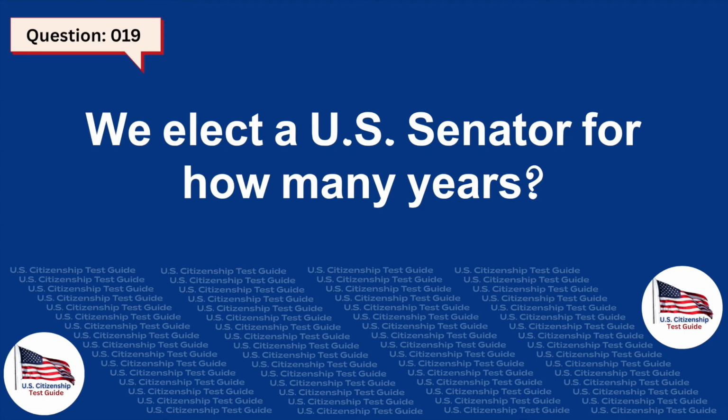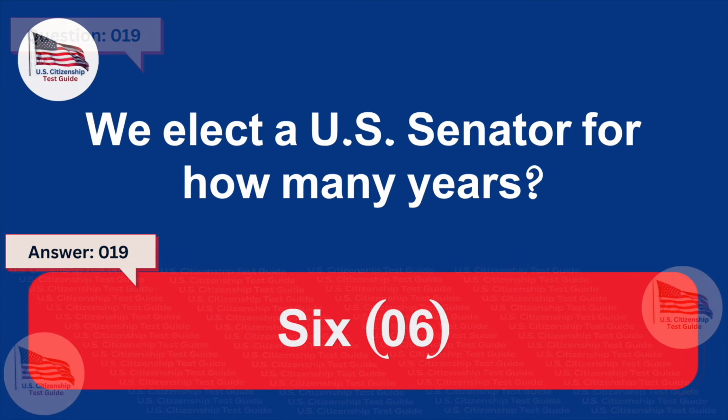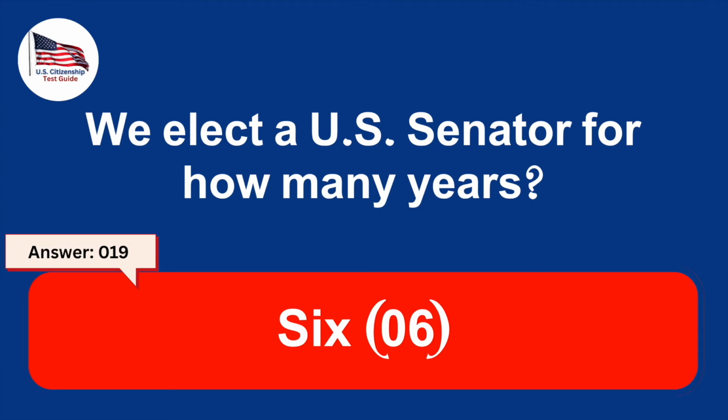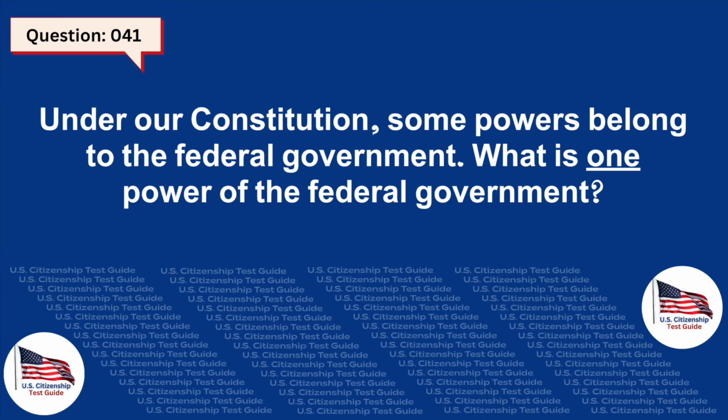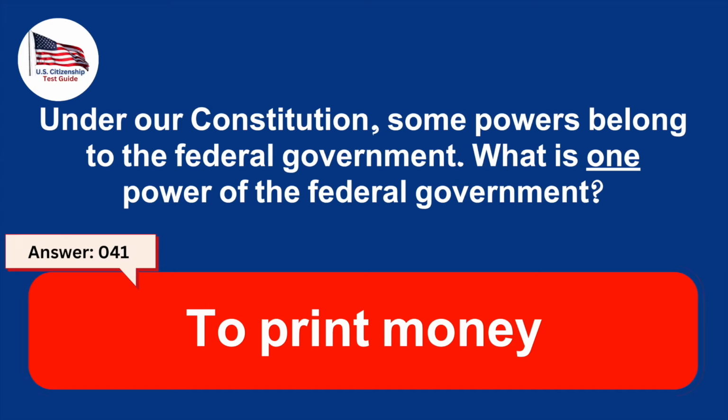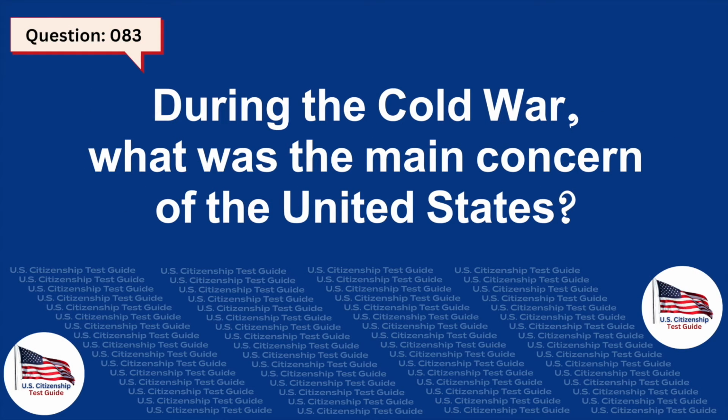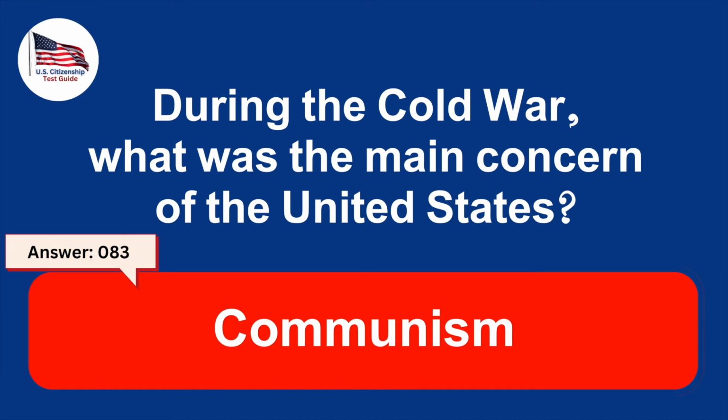We elect a U.S. Senator for how many years? 6. Under our Constitution, some powers belong to the federal government. What is one power of the federal government? To print money. During the Cold War, what was the main concern of the United States? Communism.